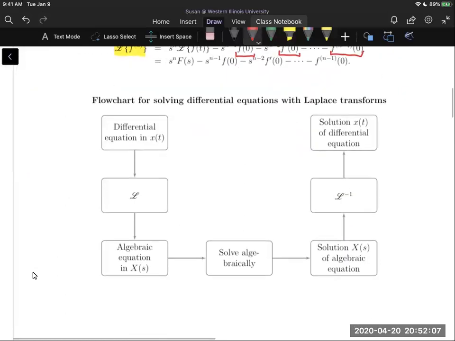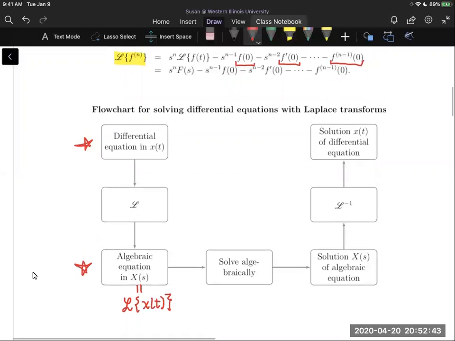All right, so this next flowchart is going to lay out how we're going to use Laplace transforms to solve initial value problems in differential equations. So we're going to start up here in the top left with the differential equation. We're going to apply the Laplace operator or the Laplace transform. And what that's going to do is bring us to an algebraic equation in X of s. So remember, X of s is just another notation for the Laplace transform of little x of t.